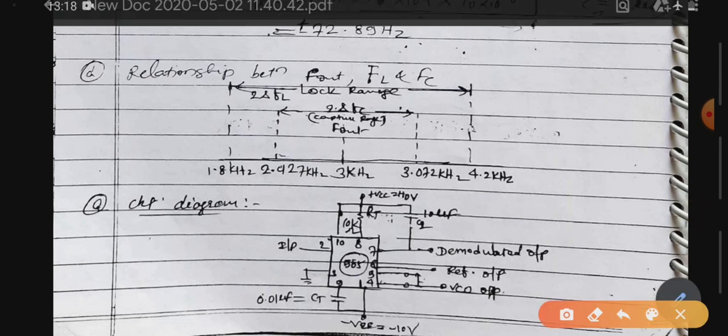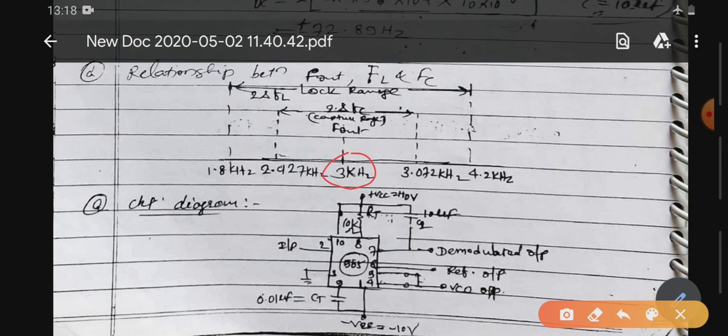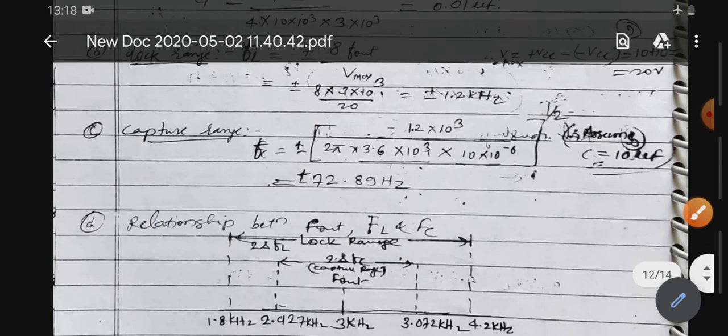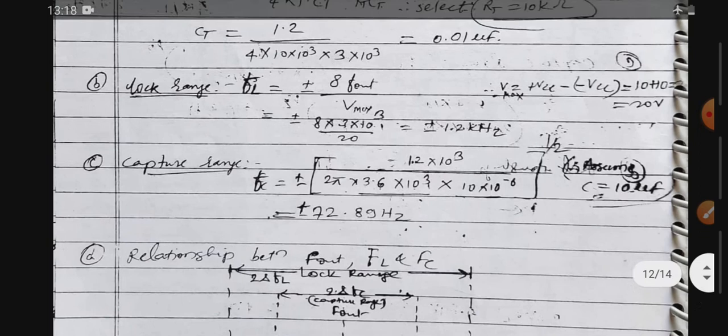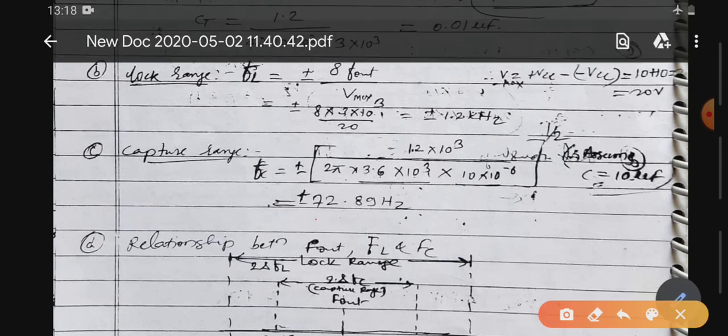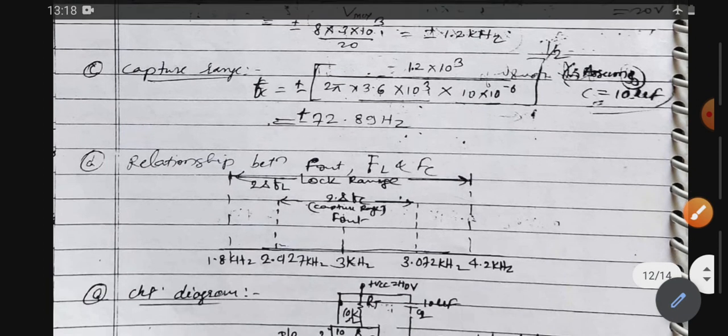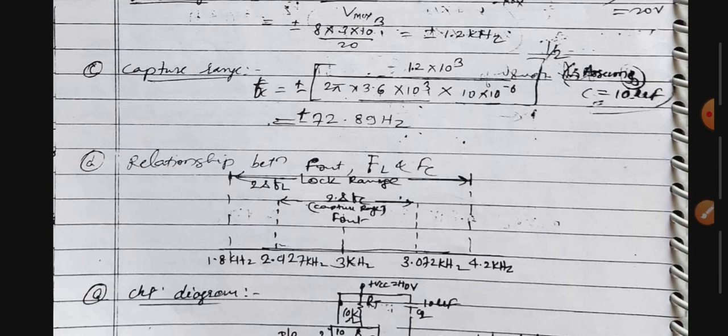Just plot the relationship between F out, FL and FC. The center frequency is given as 3 kilohertz, F out. The capture range we have calculated is 72.89 hertz, and here the lock range is 1.2 kilohertz. The lock range will have a higher value. So just add and subtract these values with the center frequency.